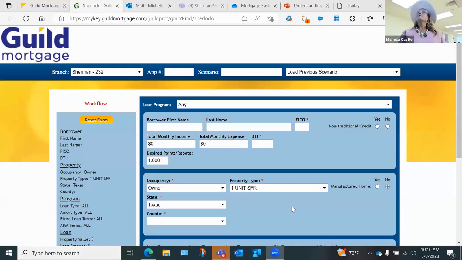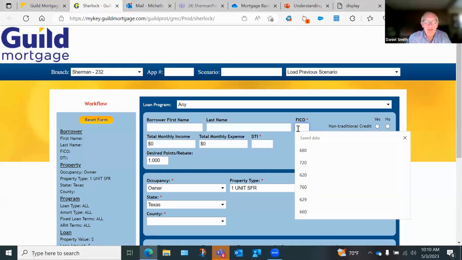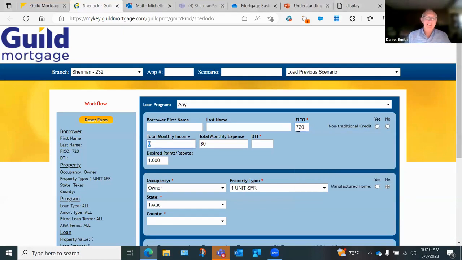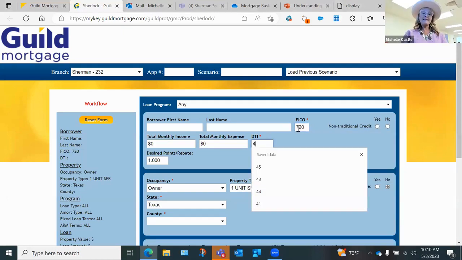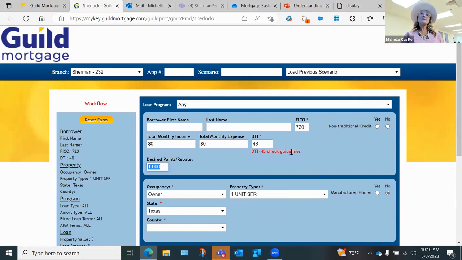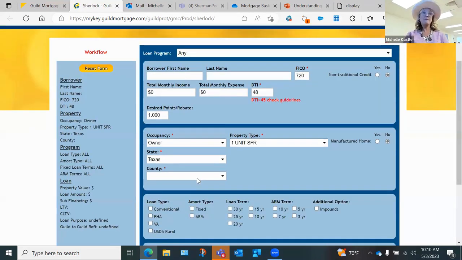All right. So I'm going to put 720. And we're going to say that the debt to income is 48%. It's above the guidelines. So they're going to pay a premium for that. It is not a manufactured home. Hang on. It's not non-traditional credit. It's not a manufactured home. Single family owner occupied in Texas. I also choose the county because that matters. Location matters.